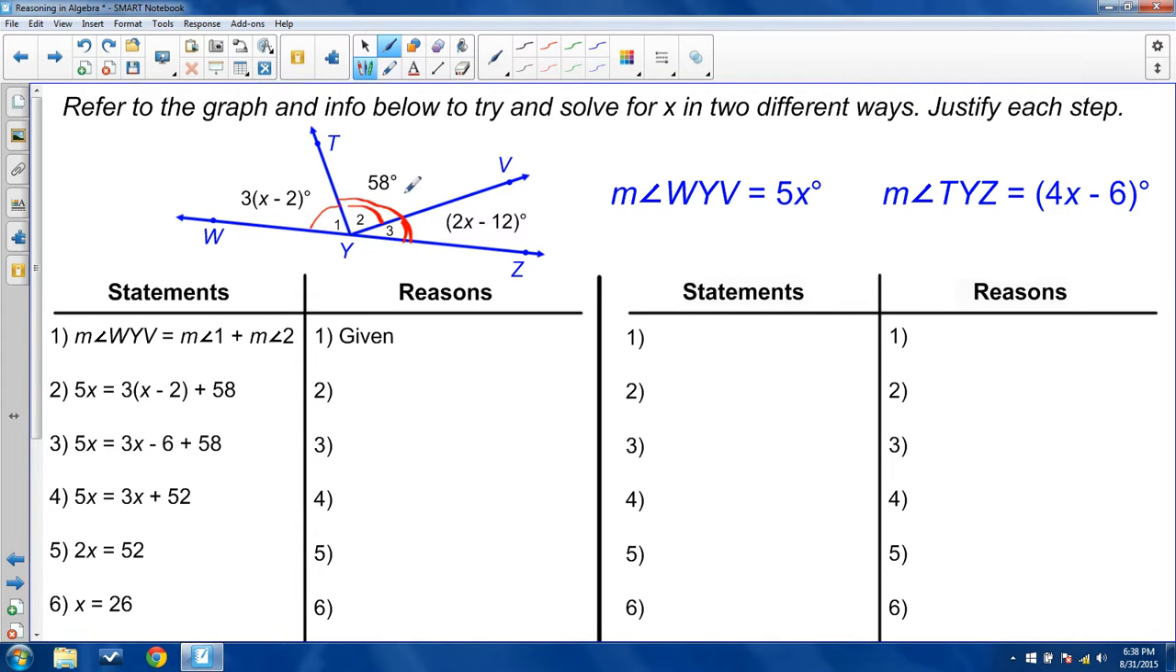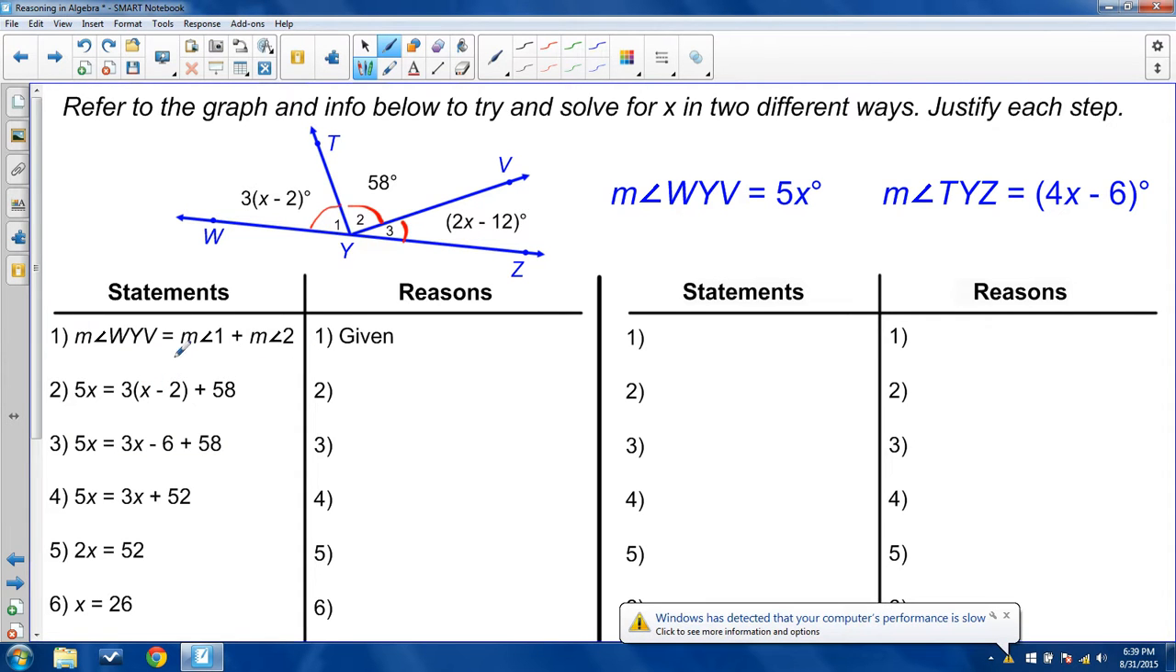So as you can see, there's something that I could probably use when it comes to adding up a couple of angles to equal the other one. Such as right here. This is going to be a given statement. Angle WYV is the addition of the measure of angle 1 and the measure of angle 2. I think you can see that, although this also, in a way, is the angle addition postulate. I'm adding this angle with this angle, and I get the entire angle. Okay, now 5x equals 3 times the quantity x minus 2 plus 58.